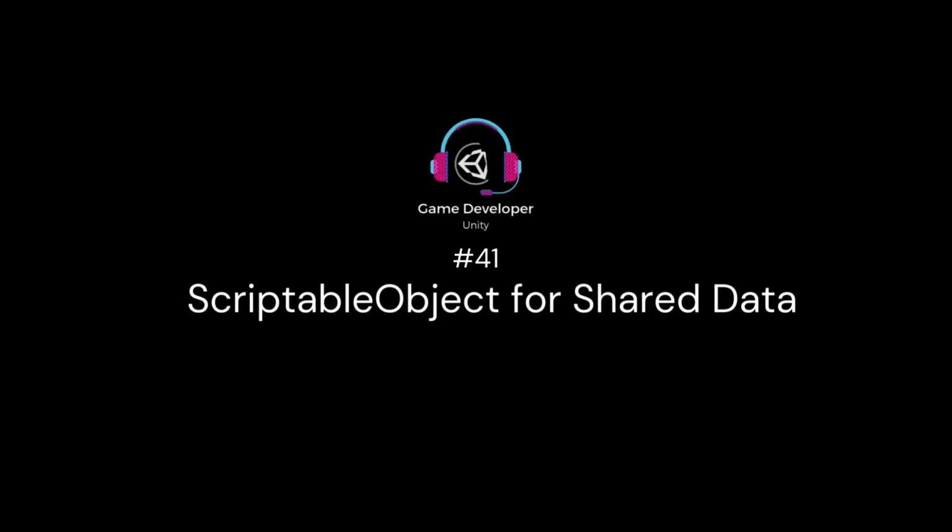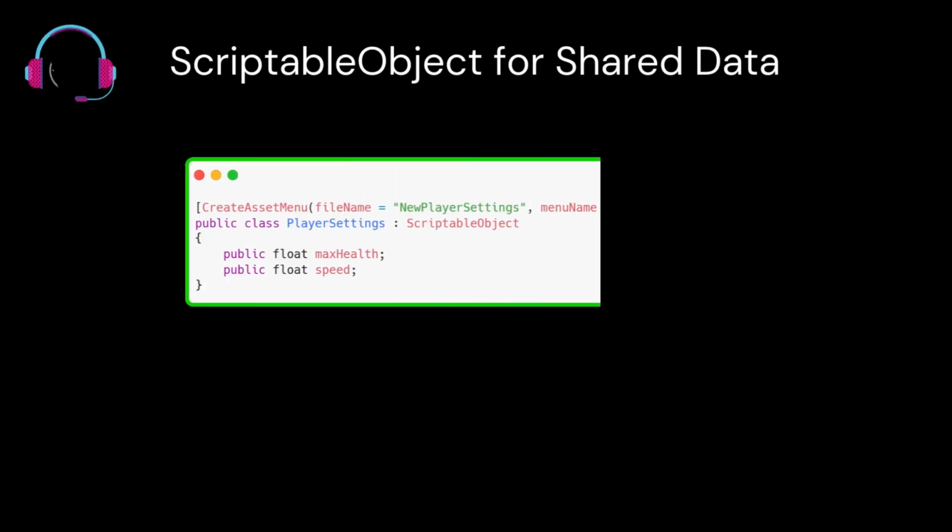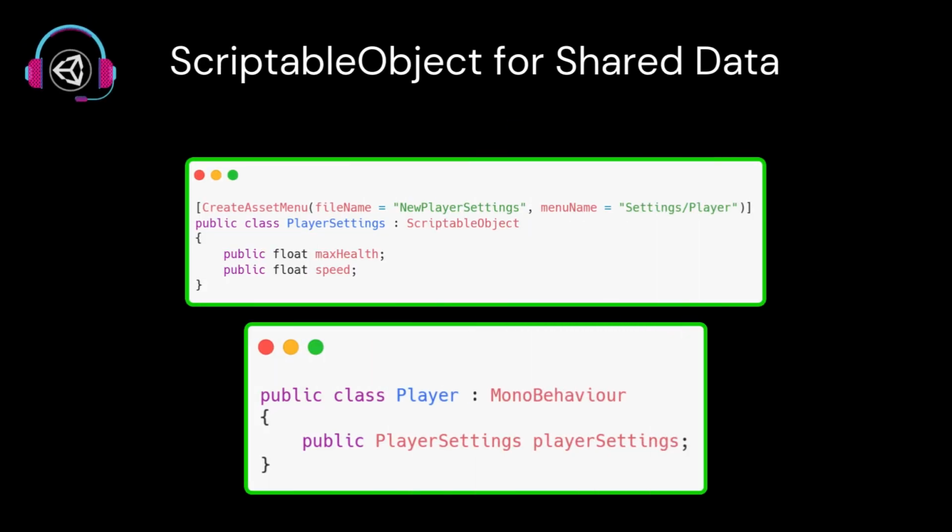Tip number 41. Leverage ScriptableObject for shared data. Storing shared data in individual instances can increase memory usage and hurt performance. Instead, use ScriptableObject to store data or configurations that can be shared across multiple objects, reducing unnecessary duplication. ScriptableObject instances are memory efficient and allow you to store data that can be shared across multiple game objects without duplication, reducing memory usage.